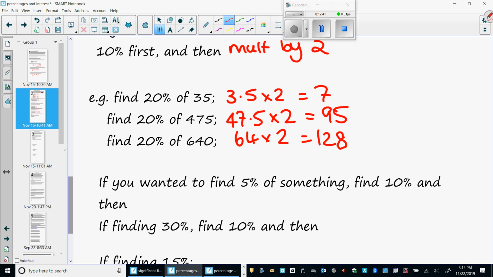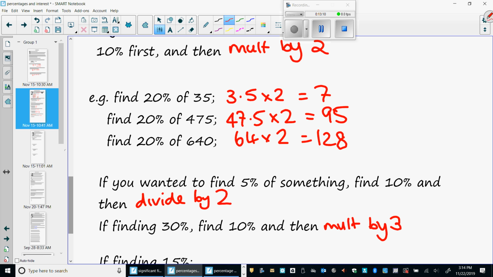Now, similar principle, the relationship between 10% and 5%. If we found 10% first, we would divide it by 2. If you were trying to find 30%, you'd find 10% and then multiply by 3. You get the idea? You can do that with any number.